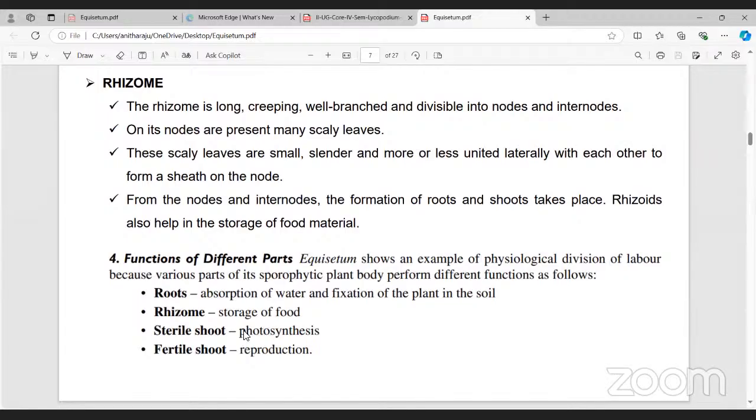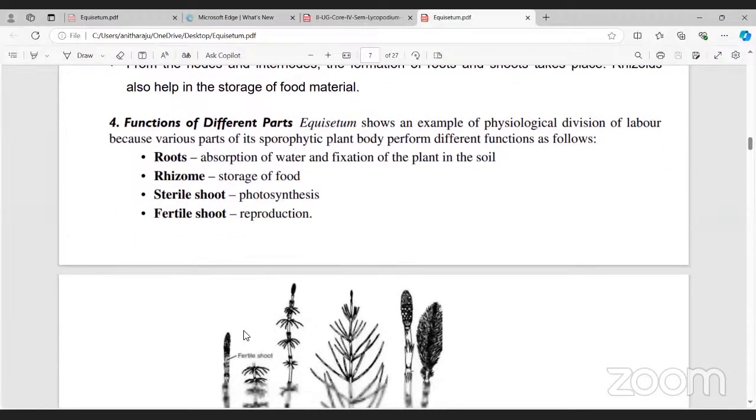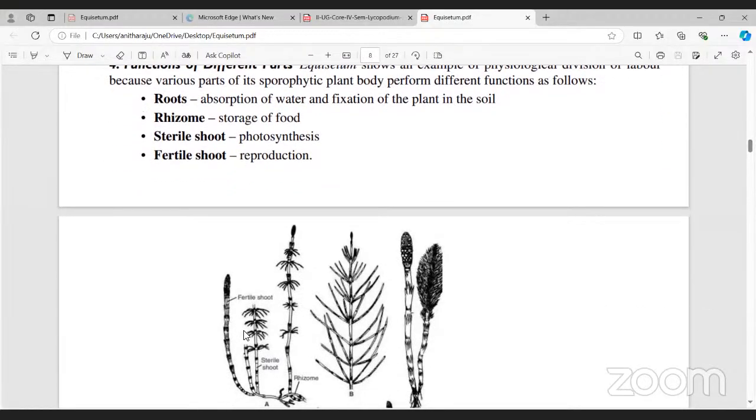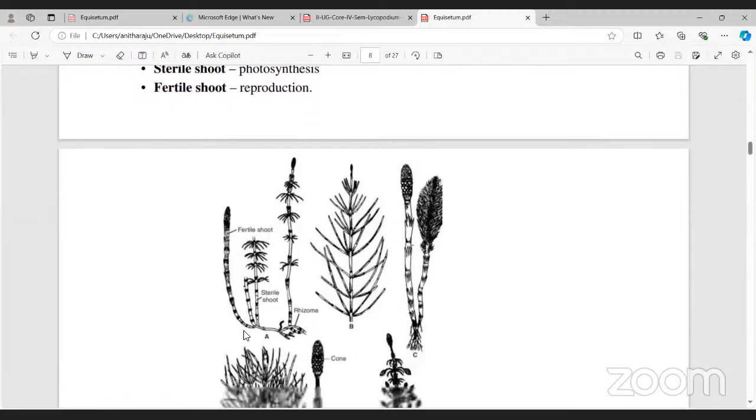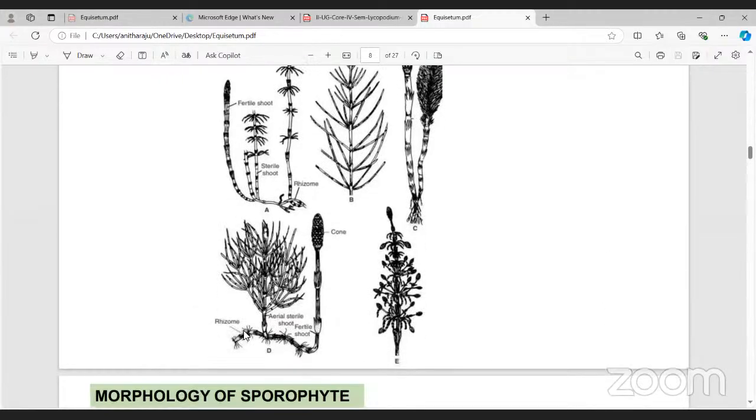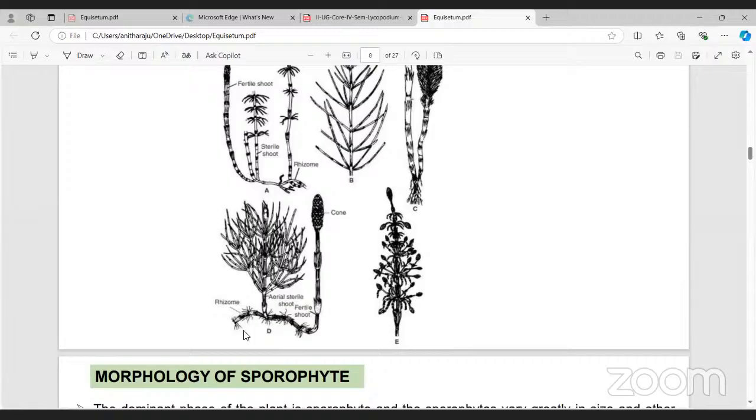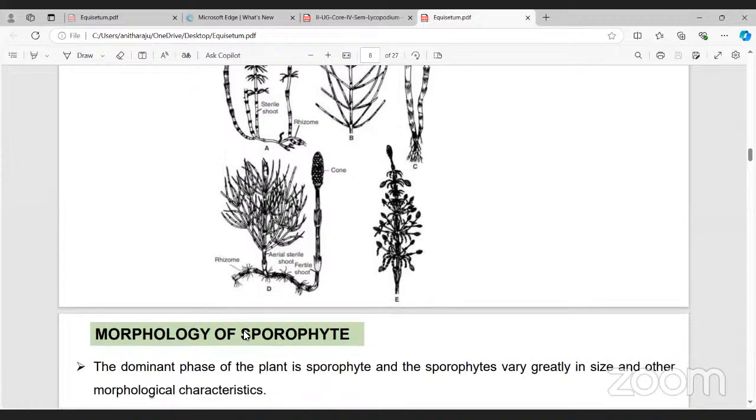It is creeping and well branched, with nodes and internodes. On its nodes are scaly leaves. The scale is small, slender, more or less united. It forms the sheath around the node, already discussed yesterday. Functions of the different parts: root function, rhizome, sterile shoot, not an important one. Already this structure you must have seen yesterday. And remember, another name is horse tail, because the plant is similar to the tail of a horse.